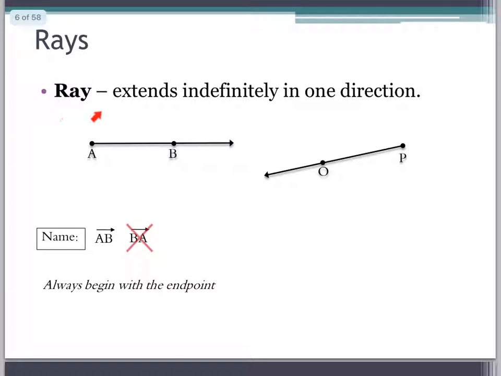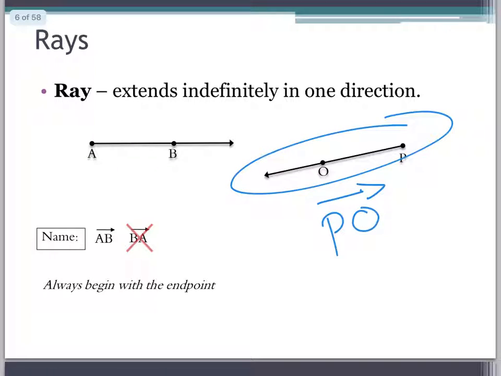Now, a ray you can consider kind of like half a line, but it extends indefinitely in only one direction. So this one is ray AB. Not BA, because the first letter indicates the endpoint, where it starts. So like this one over here, the one on the right, you would not call it ray OP. It would still be ray PO, and you still point it to the right, even though technically this one points to the left, right? So it's still PO. You could not call it OP. That's an important distinction. It's important that you understand that. Always begin with the endpoint. The arrow always points to the right, no matter what direction it's going here.